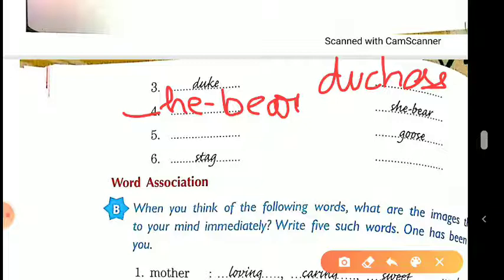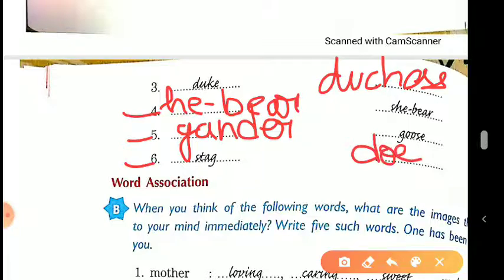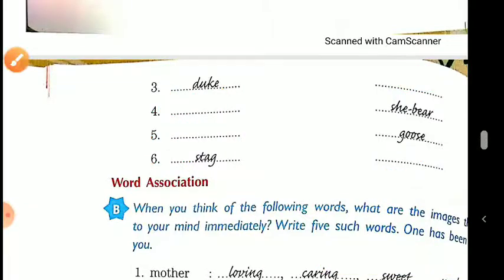Then the fifth one, the feminine gender is given as goose and the masculine gender of goose is gander. Gander, goose. Then the sixth one, stag, that's a male deer, and the feminine gender of male deer is doe. Stag, doe. So these were the genders.